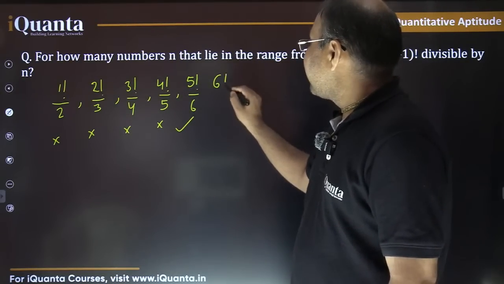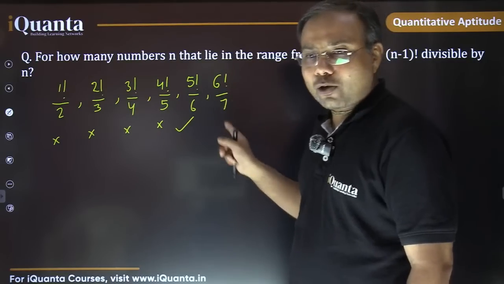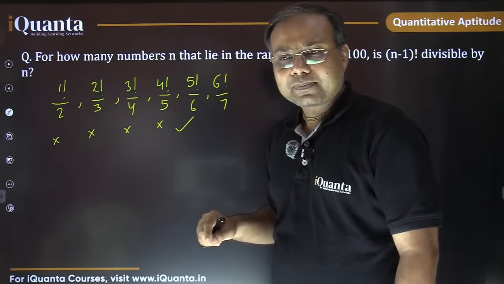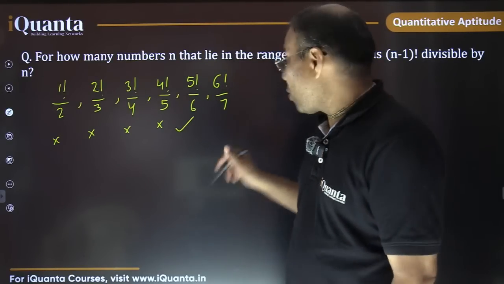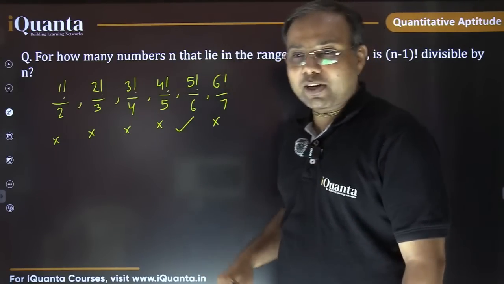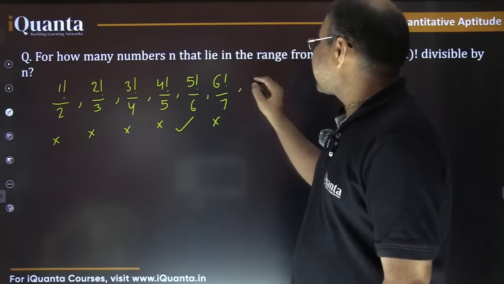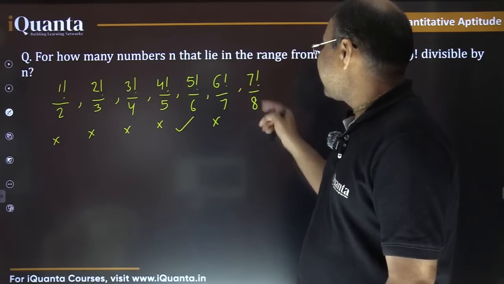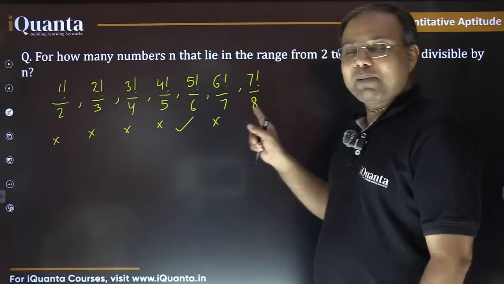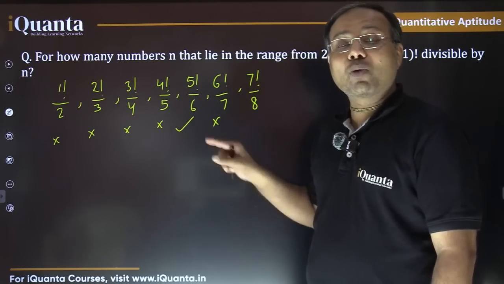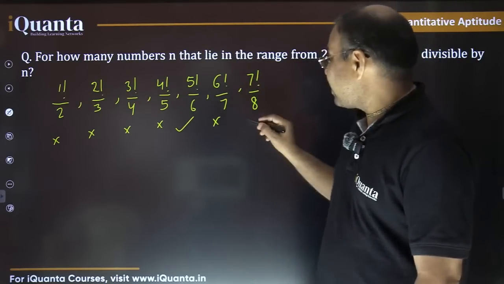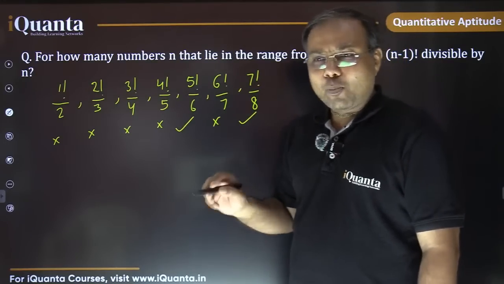6 factorial, is it divisible by 7? Yes or no? It is not, because 7 is a prime number. It is not contained in 6 factorial. It does not divide. Next, is 7 factorial divisible by 8? Yes or no? Yes, it is divisible because 8 is a composite number. It has got small factors 2 and 4. Both are included in 7 factorial. So it is divisible, right? I hope it is clear now.